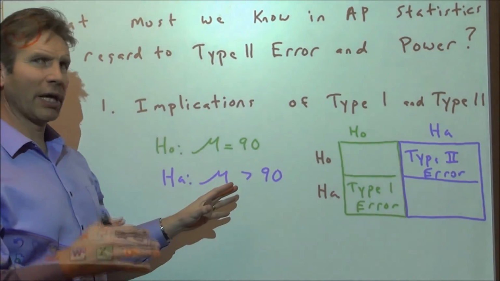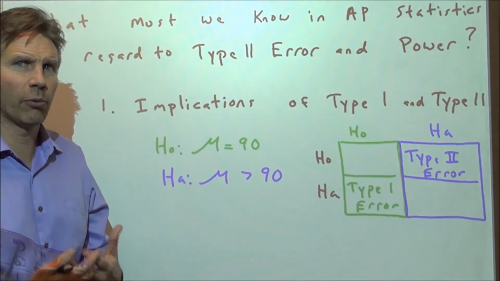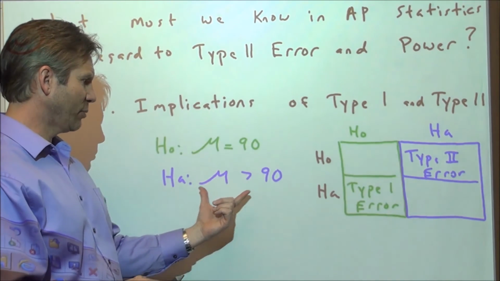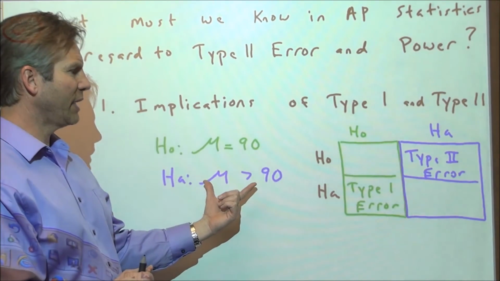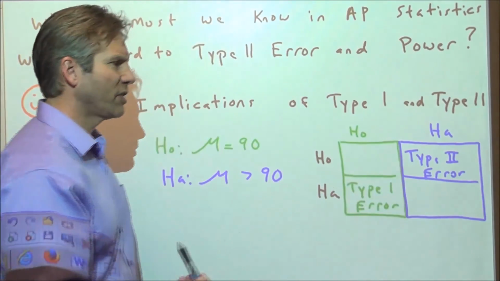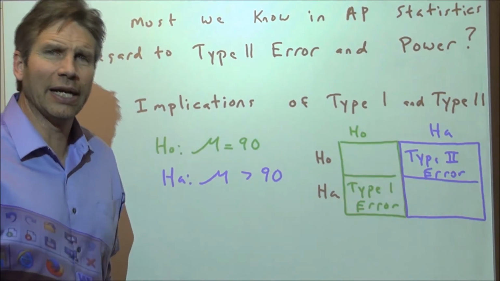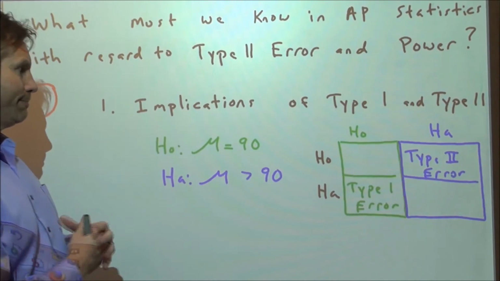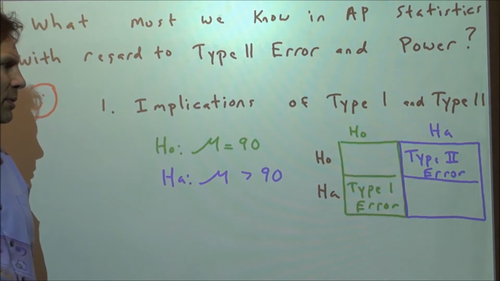If the people are really waiting a long time on the phone and we don't do something about it, we're going to lose business. So if we fail to reject the null in that case, we fail to accept the reality that the mean is greater than 90, then we would be making a type 2 error. And the consequence of a type 2 error is, hey, we thought the null was true. We didn't think we needed to hire any more people, so we didn't. So we're going to lose business, and that's the more costly of the two mistakes.